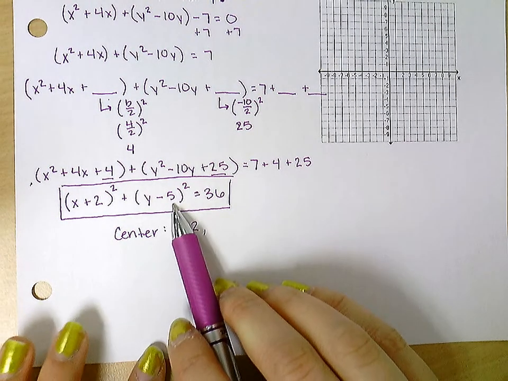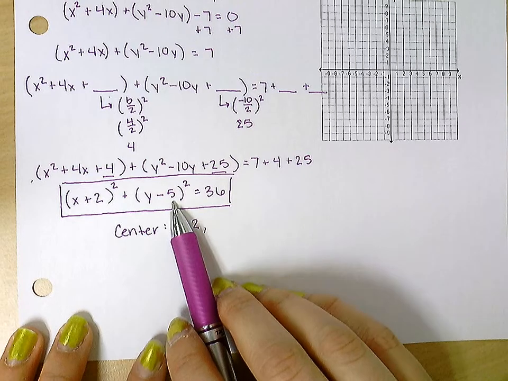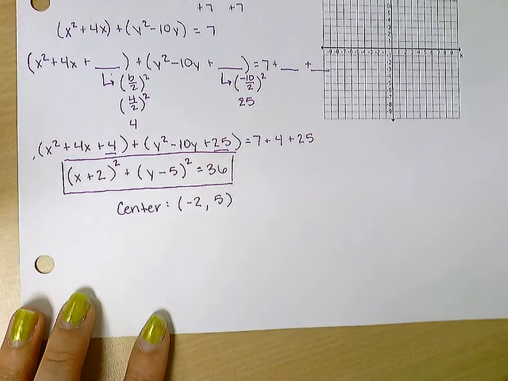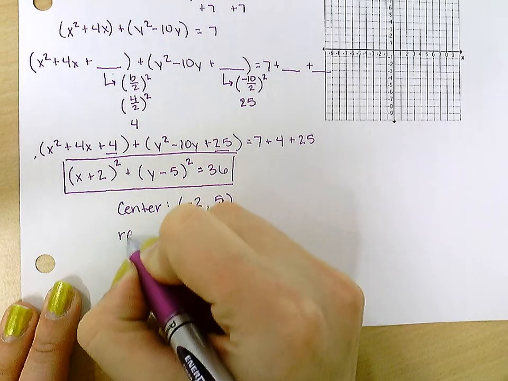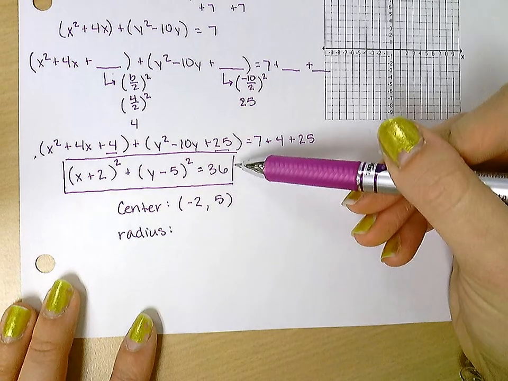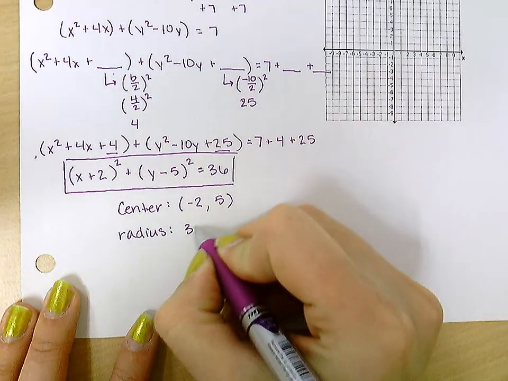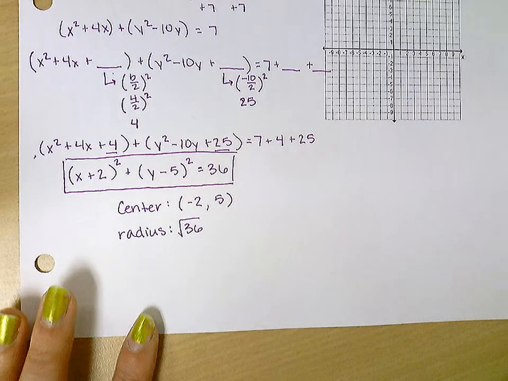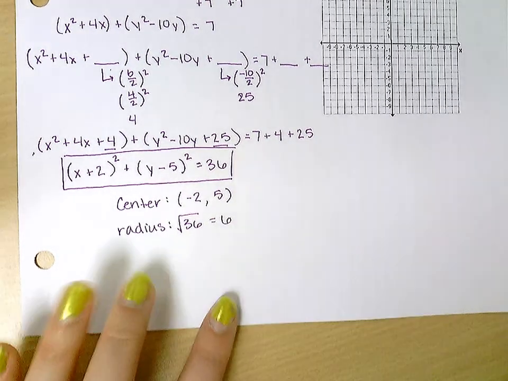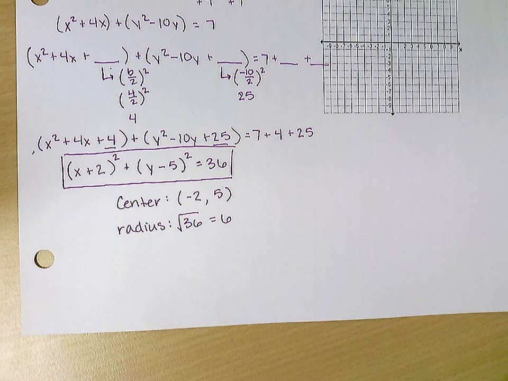Whatever's in your parentheses, you always take the opposite sign of. Okay, so for our y then, our k value, what is it? Okay, our radius then, you need to take that r squared value at the end, and we want to take the square root to find that radius. It is 6 units.